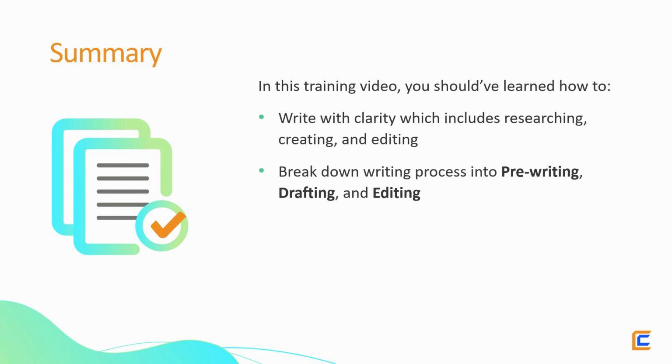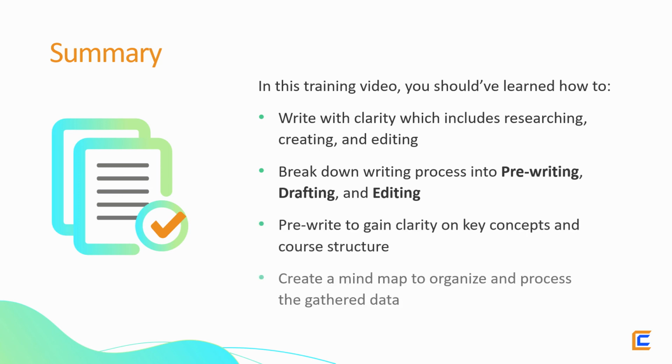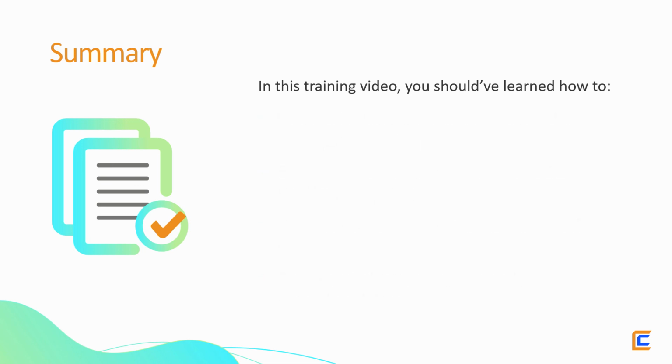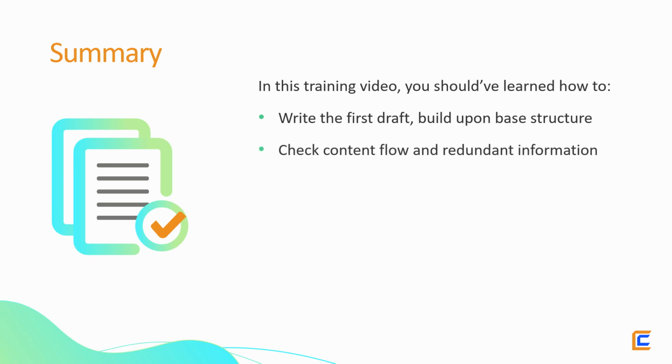Pre-writing. In this stage, you gain clarity on key concepts and course structure. Create a mind map to better organize and process your gathered data. A good structure should have a beginning, a middle, and an end, and follow a logical flow. Drafting. Here, build upon the base structure or skeleton to write your first draft, and then rewrite until satisfied. Elaborate on your topics and subtopics, and create your first draft. Check content flow, and rewrite to exclude redundant information, only retain what is absolutely necessary.